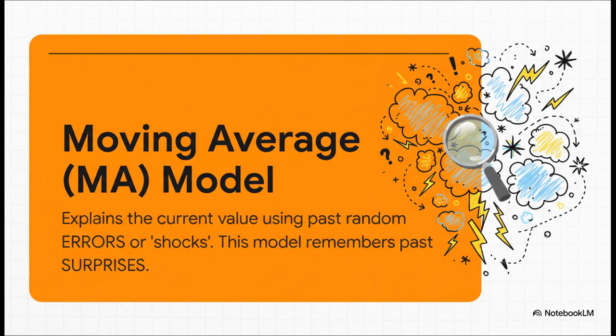Next is the moving average model, or MA. This one's different. It assumes the current value is a function of past random errors, shocks to the system. It doesn't remember its own past values directly, but it does remember the unpredictable surprises from the recent past. It's a model with a memory for randomness.